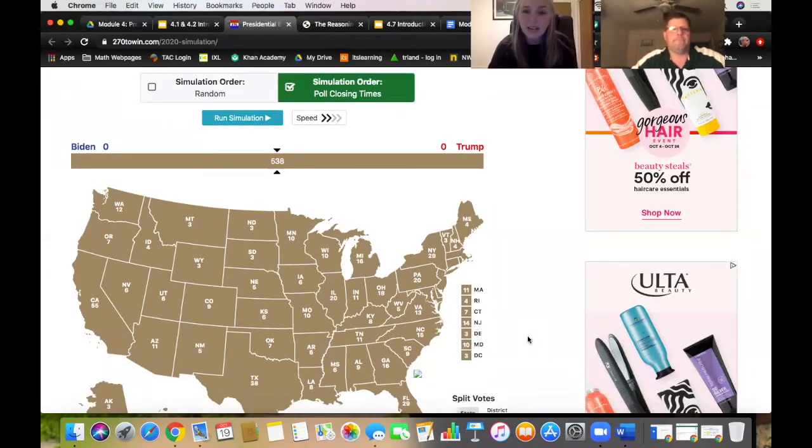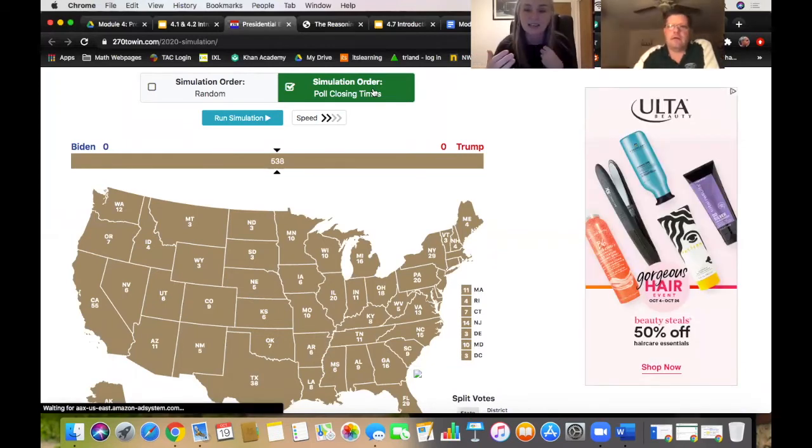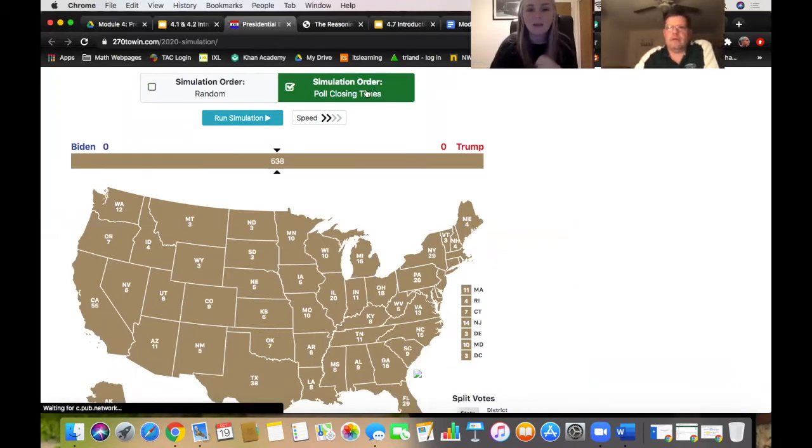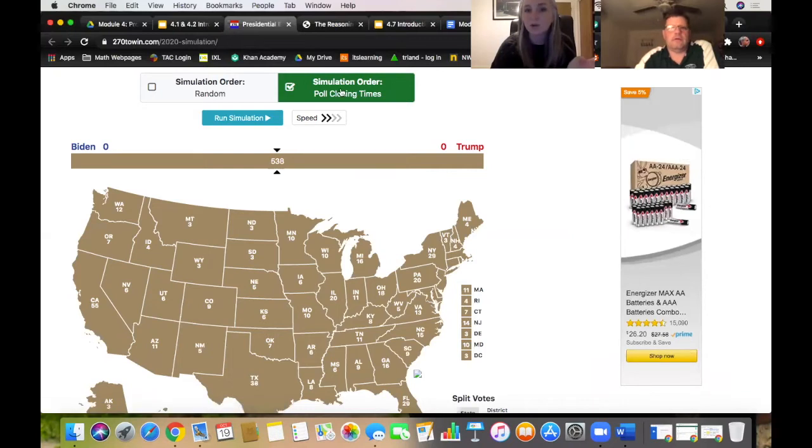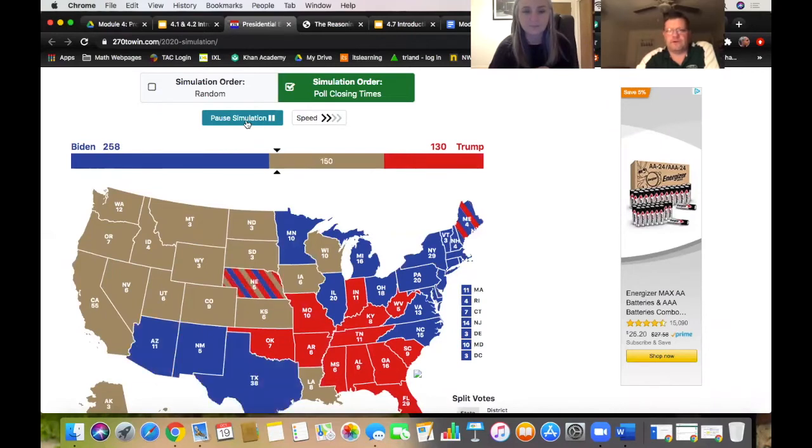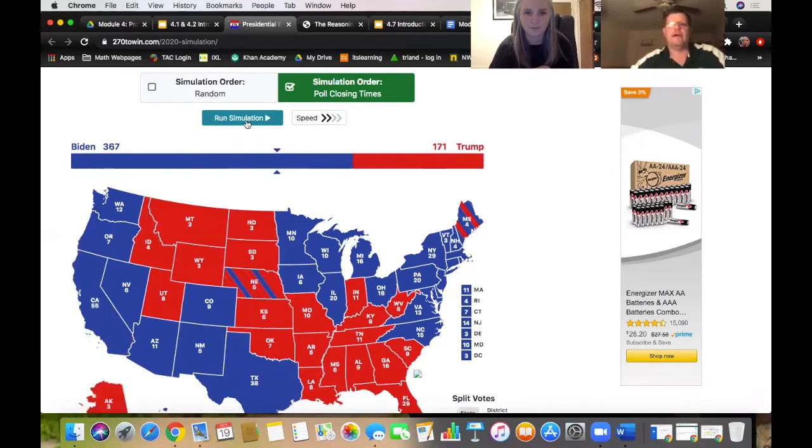So what's going to happen here is we're going to run a simulation, and it's going to give us who takes the state. We're just going to do it based on poll closing times. So this is how polls close, and this is how they'll come to us when we start getting information about who's going to win. Based on the polling on this day, October 19th, they're using those polls and the chances of each person winning each respective state.